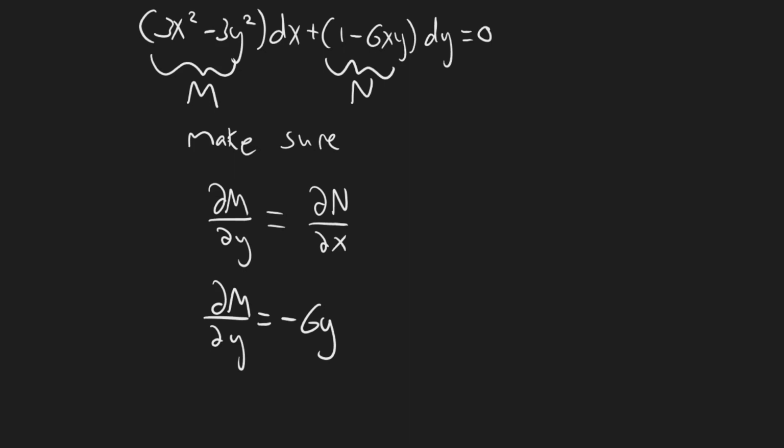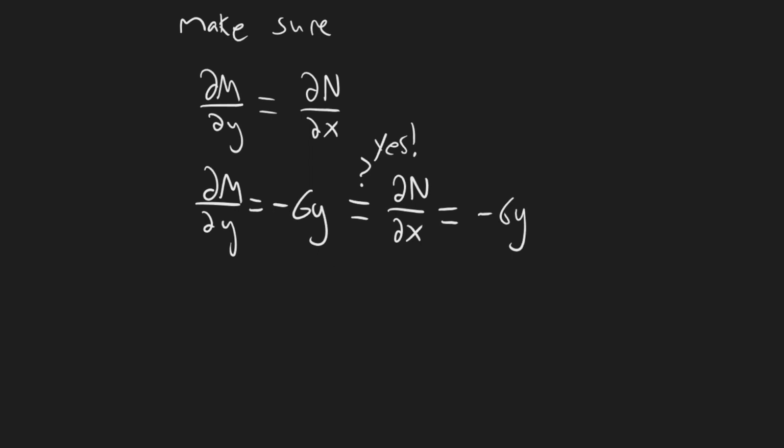All right, now let's put a little question mark here. Does this equal partial N, partial x? So N's right here. Partial N, partial x, well, that's just going to be negative 6y. So we can tell that, yes, they are equal. And that derivative just comes from the 1 being constant and negative 6xy. We're treating y in this case as a constant, and so we just lose the x when we take the derivative.